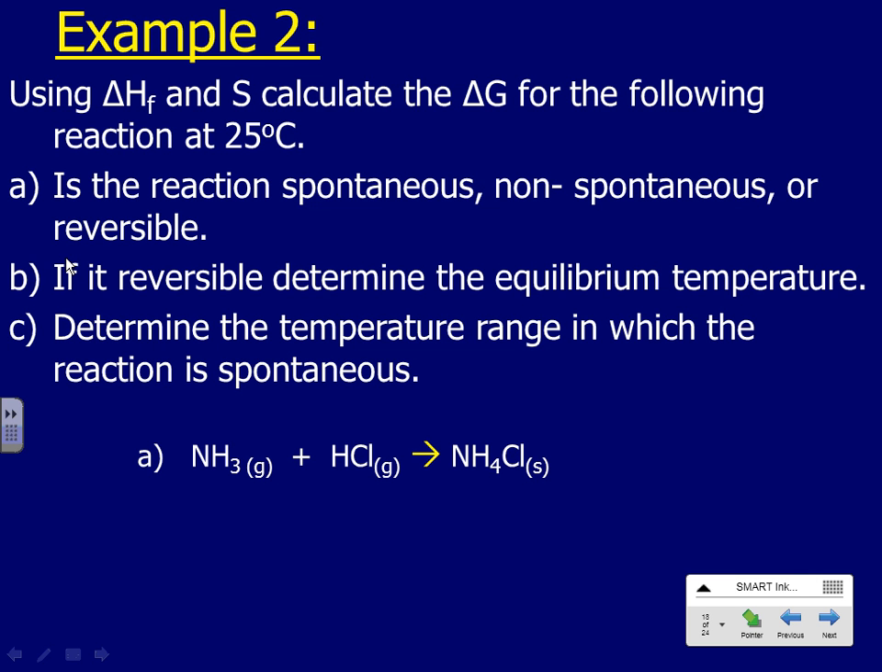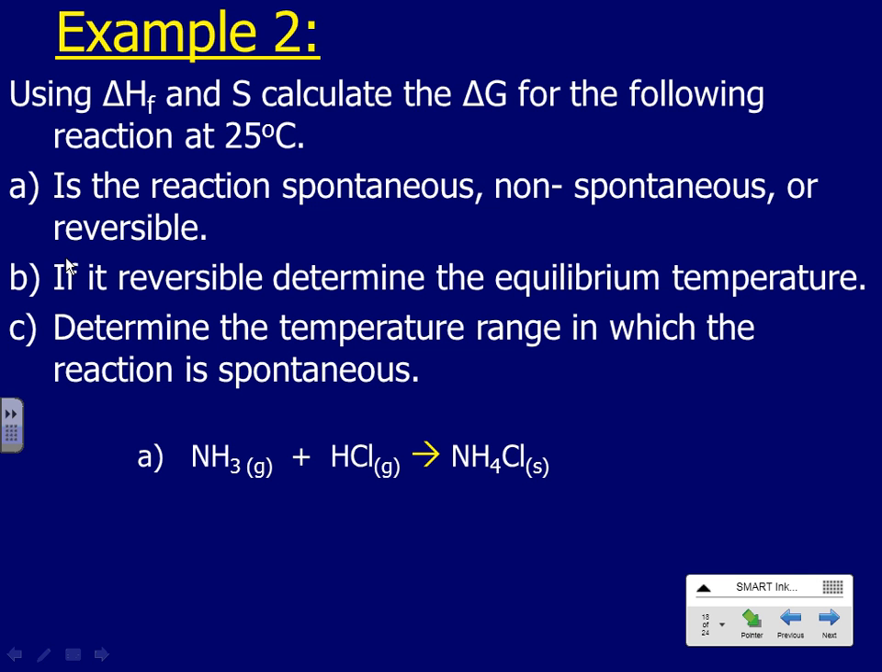Determine the equilibrium temperature. You might even remember that equation without having to resolve it. What is the equilibrium temperature equation? T is equal to delta H over delta S. You could memorize that if you want, but it simply comes from here, when we make that delta G 0.